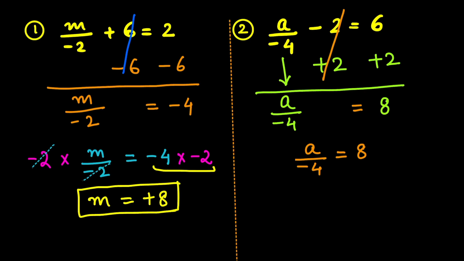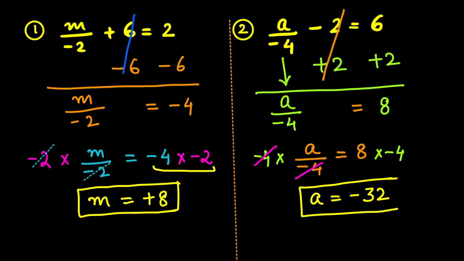Now to isolate the variable a, which is divided with -4, we do the opposite operation. So we times it with -4 on both sides. So this -4 and -4 cancel out. So we are left with a equals 8 times -4, which is -32. So a is equal to -32 is the answer for this.